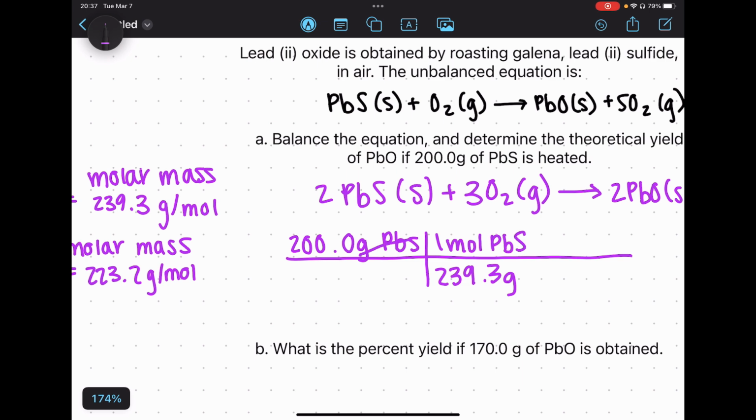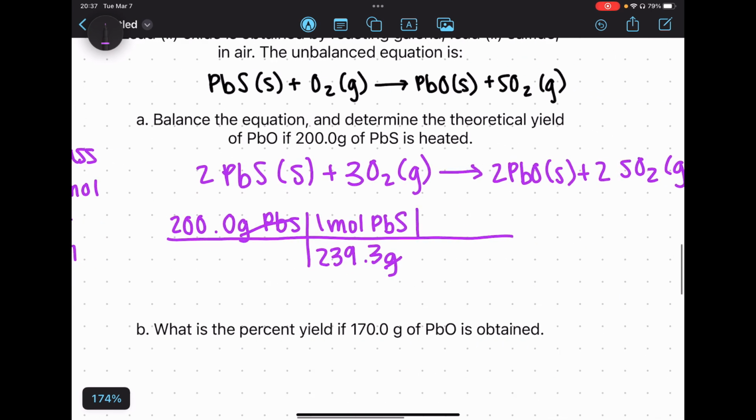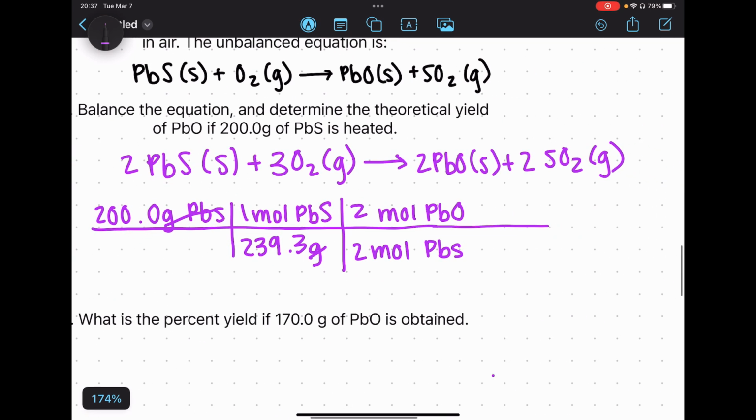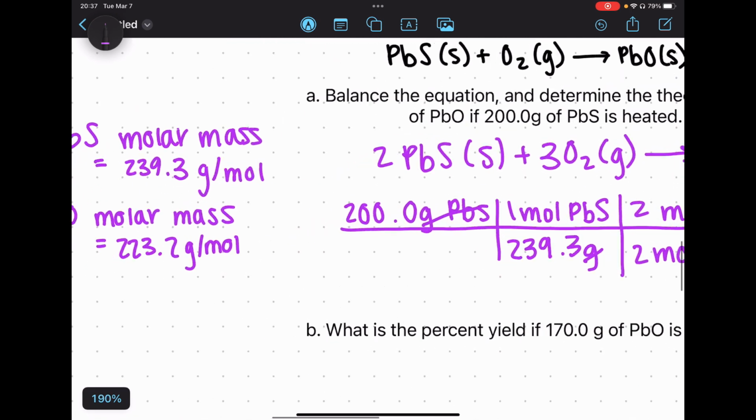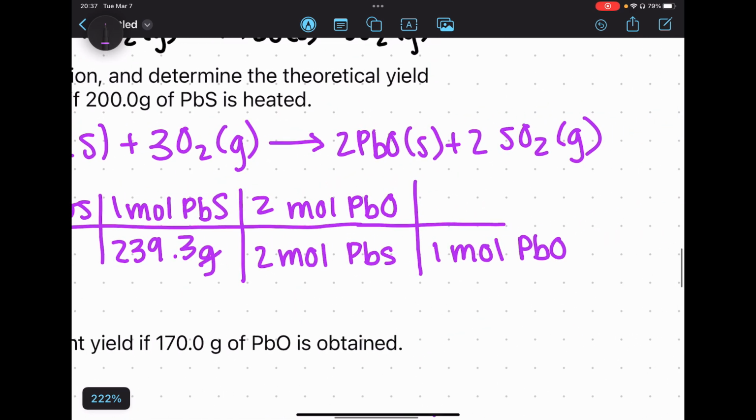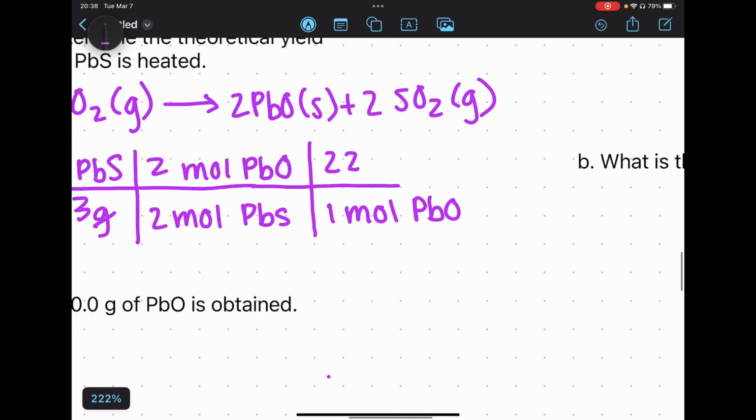And so I can cross out these grams. I also know that for every 2 moles of PbS, I make 2 moles of PbO, which is what I'm looking for. So since this is a 2 to 2, these really are just 1 to 1, so I can cancel those out. And I know that in 1 mole of PbO, I'm going to have 223.2 grams, and that's just the molar mass.